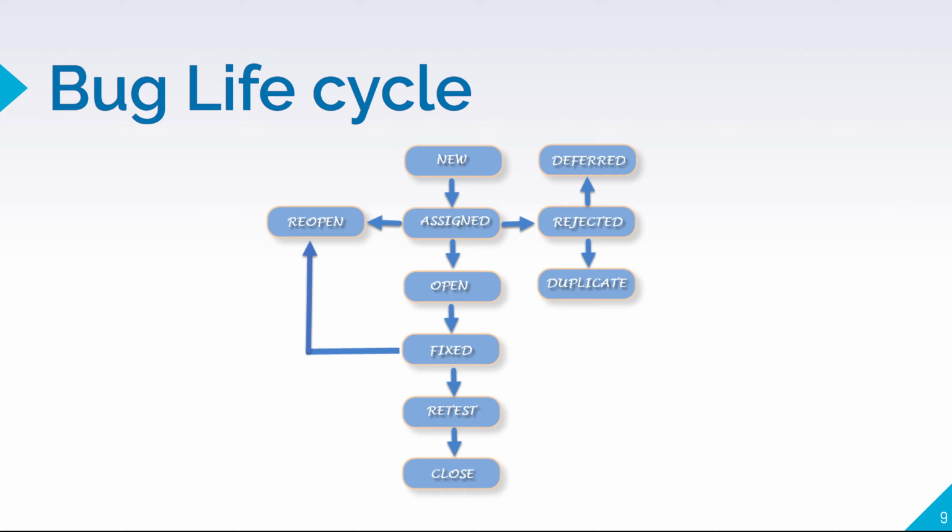Closed. Once the bug is fixed, woohoo! And it's tested by us, testers. If the tester feels that the bug no longer exists in our application, he or she changes the status to closed. The state means that the bug is fixed, tested, and approved.